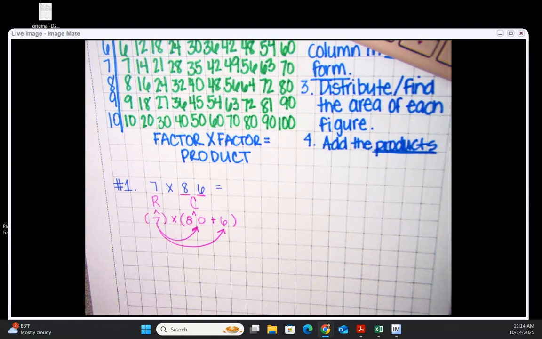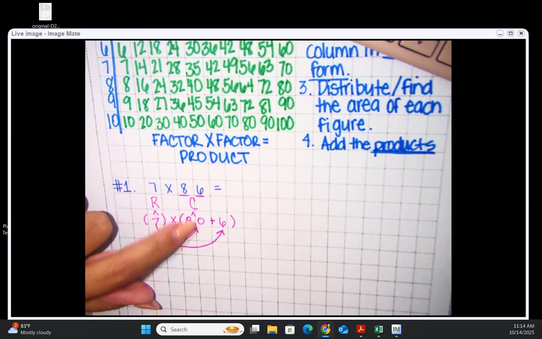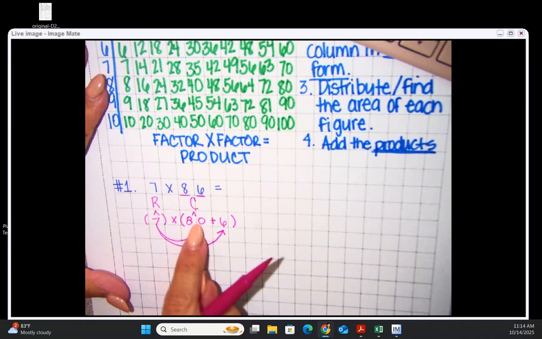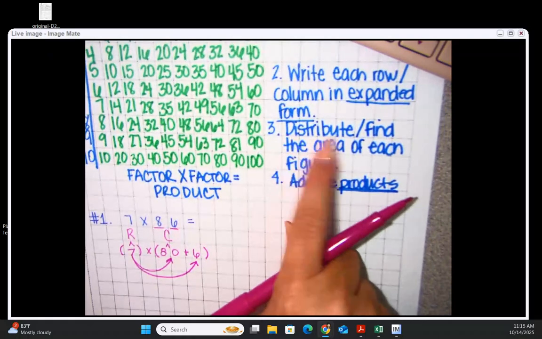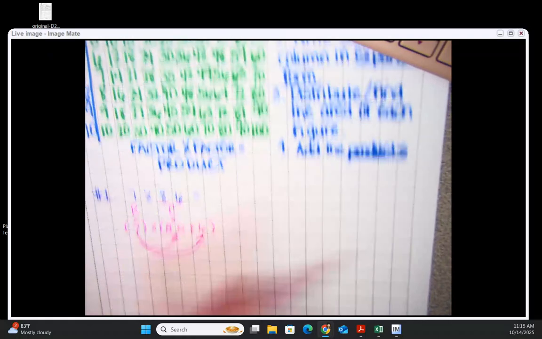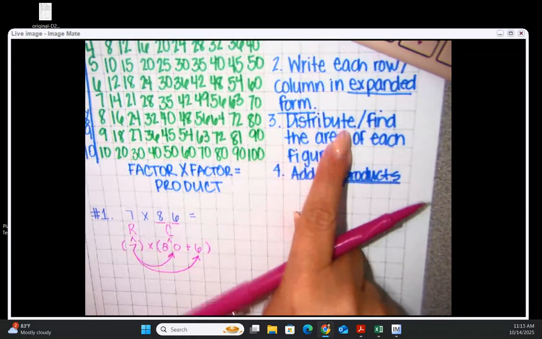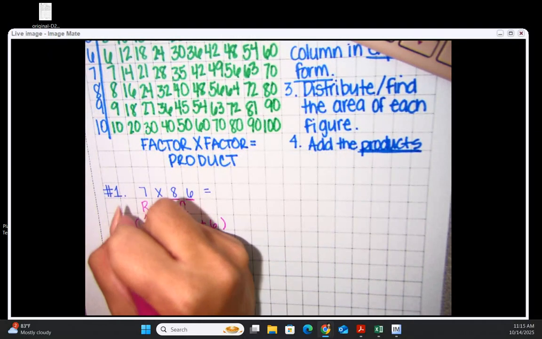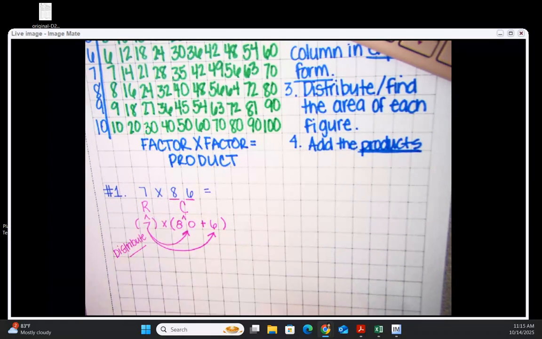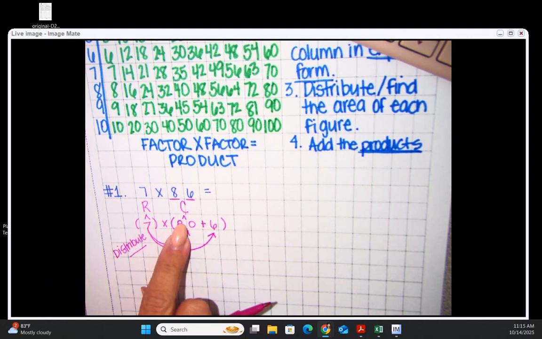80 is. Good job. Now remember when we were multiplying by tens and hundreds? We learned how to multiply this. Now we're putting all of that information together. So on step number 3 where it says distribute, right here, this is what that means. Distribute. That's what this is doing. I'm going to distribute this 7 to the 80, and then I'm going to distribute the 7 again to the 6.